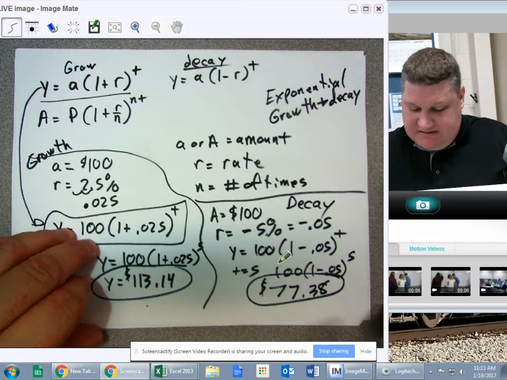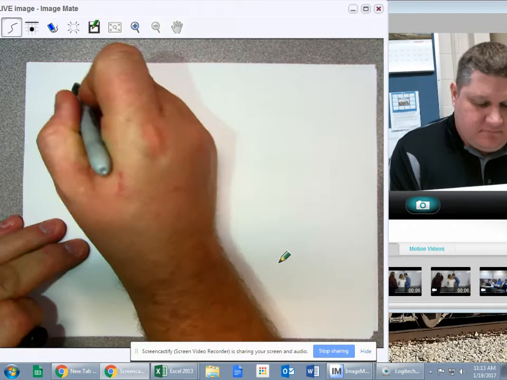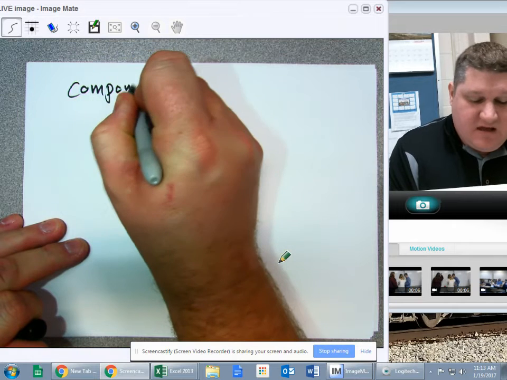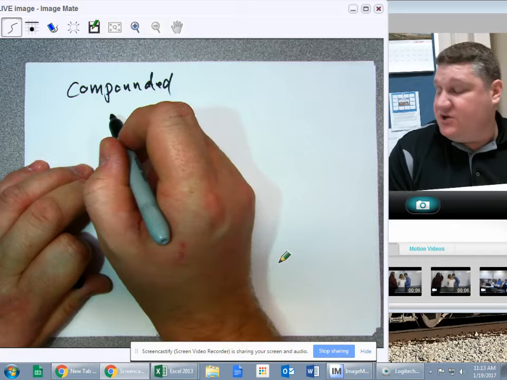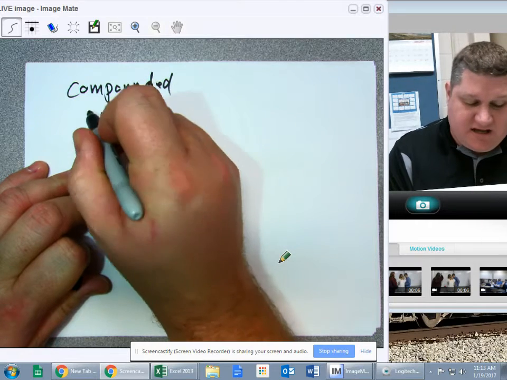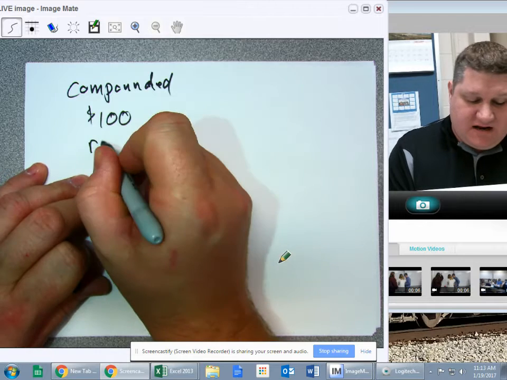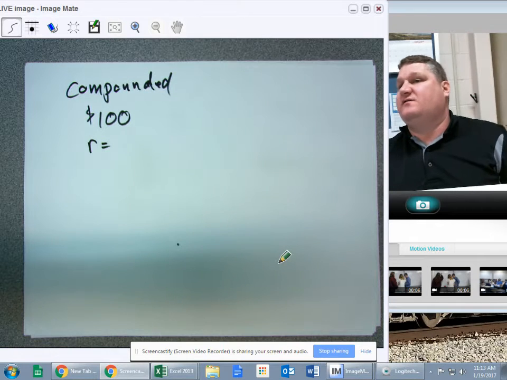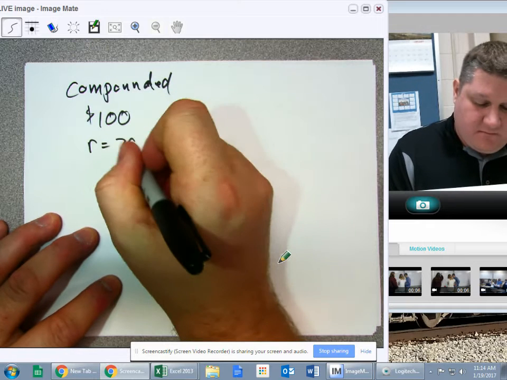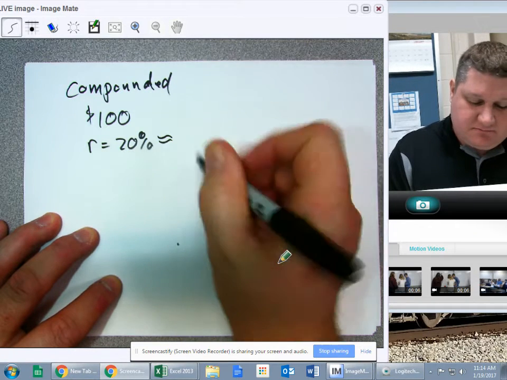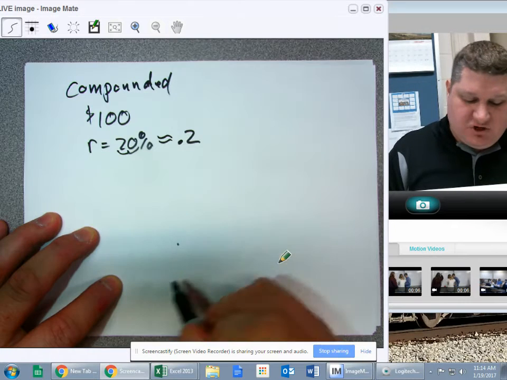Now, that is just every day it grows. The other way to think about this is compounded. Compounded is kind of like the credit cards that we talked about. Let's say you owe $100 again on a credit card. And your rate, what did I tell you the rate yesterday was on a lot of credit cards? What did I say? 20%. What's that as a decimal? Move it 2 spots, you get 0.2.